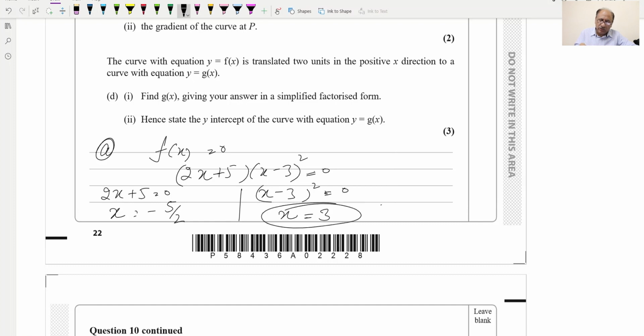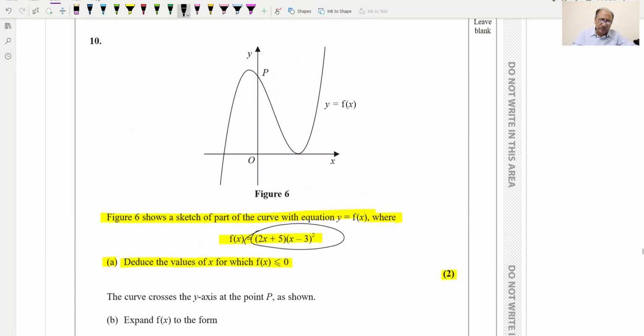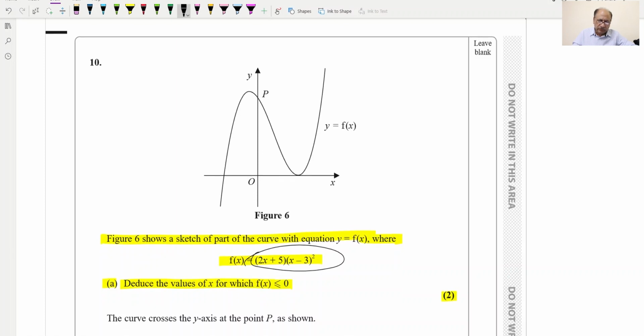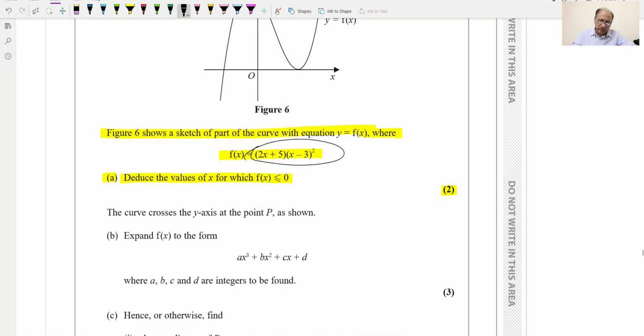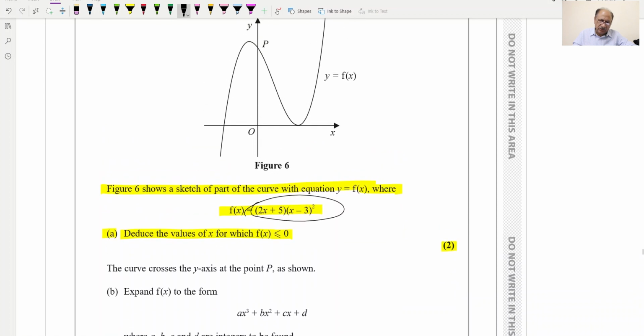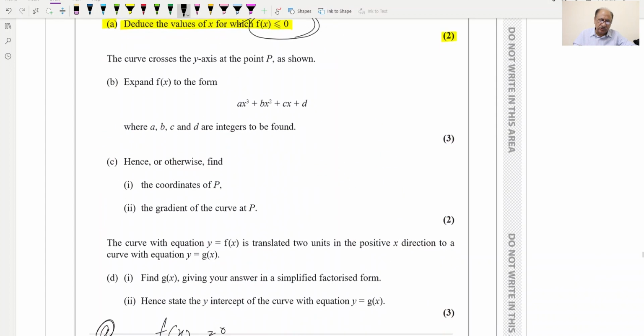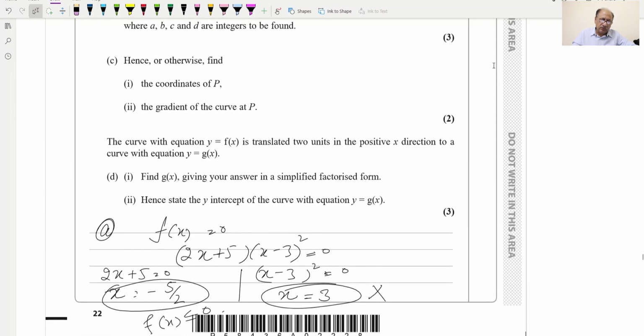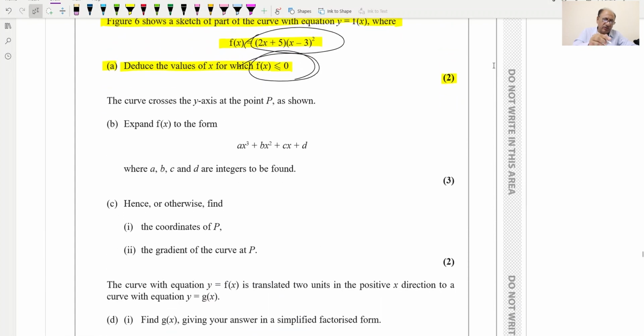So this solution we will reject. Why are we rejecting this solution? Because they are asking for the values of x for which f of x is less than or equal to 0, but for this value f of x is greater than 0. So this will be the value for which f of x is less than or equal to 0. This is done. This was a 2 marks question which we are done with.